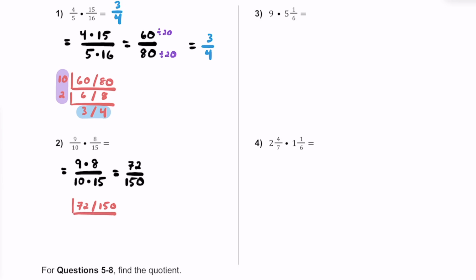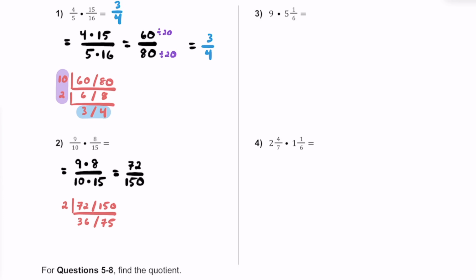And our divisibility rules will be super helpful here. So these numbers are bigger, right? And I think I'll go with 2 just because I know these are both even numbers. Feel free to use a calculator to divide here or just pause and do the division. But half of 72 is going to be 36. And if you take half of 150, that's going to be 75.